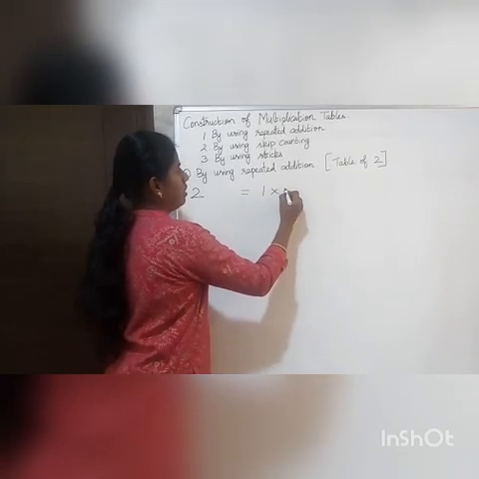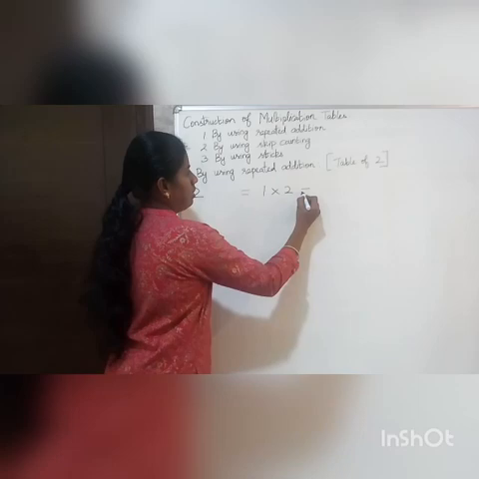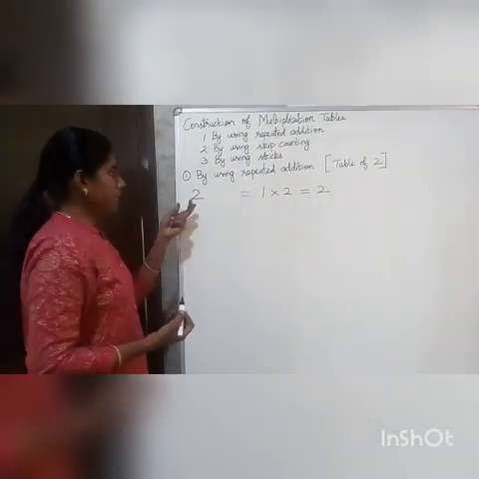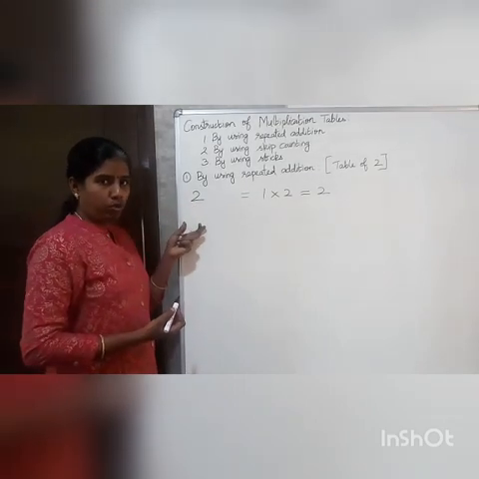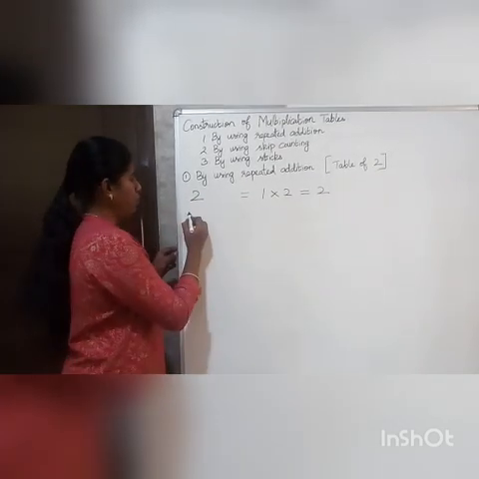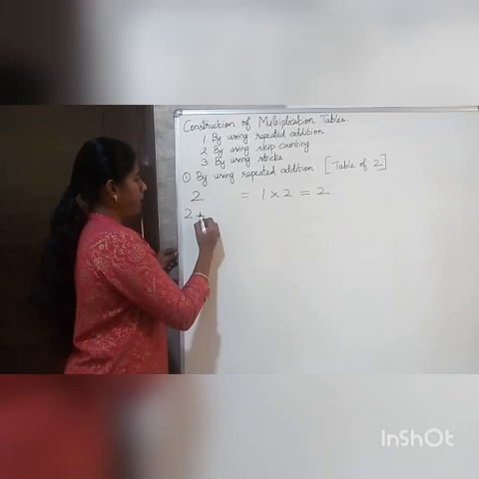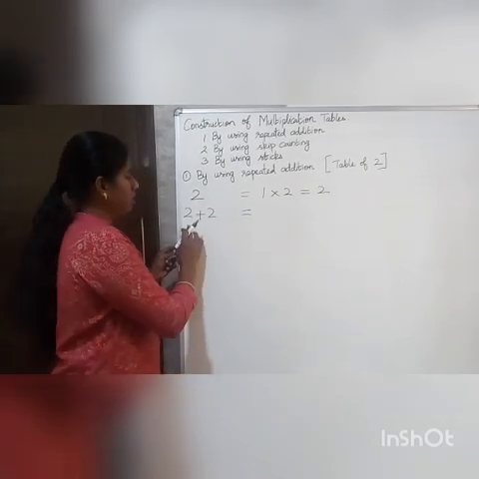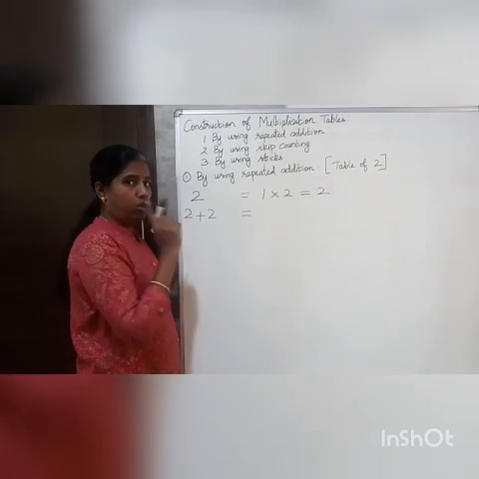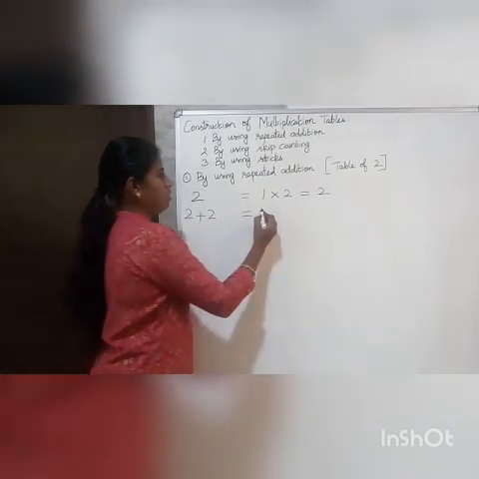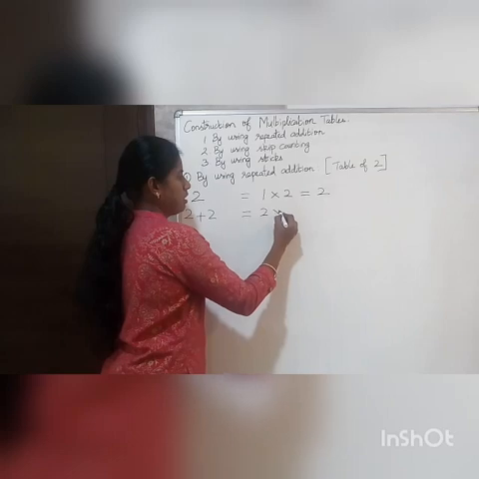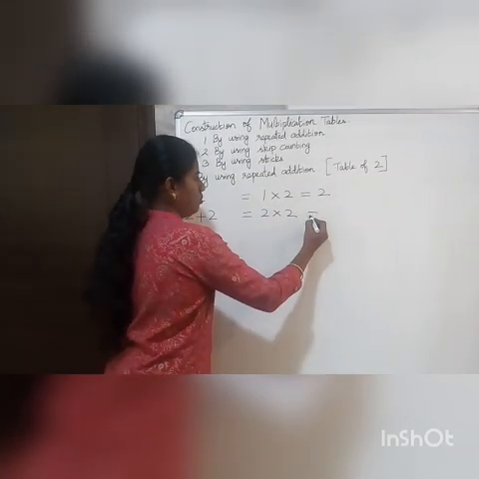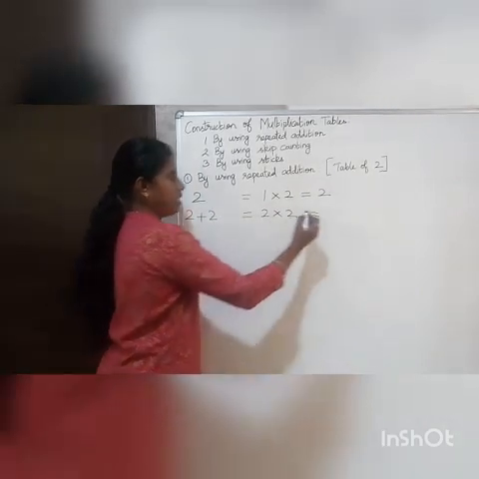1 times 2, which is equal to 2. So the next will be, we need to add one more 2 to it. So 2 times 2, which means 2 plus 2. Now how can we write this? We have written 2 two times, so 2 times 2, which is equal to, 2 plus 2 is 4.